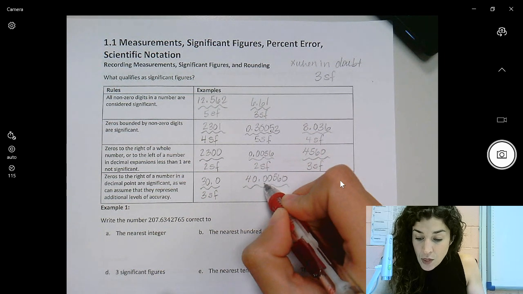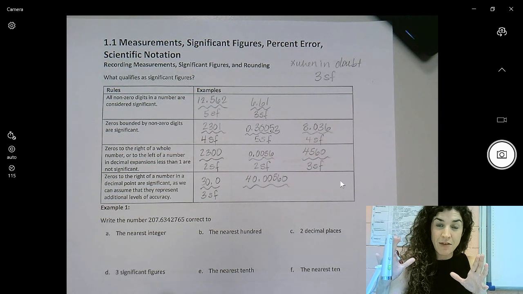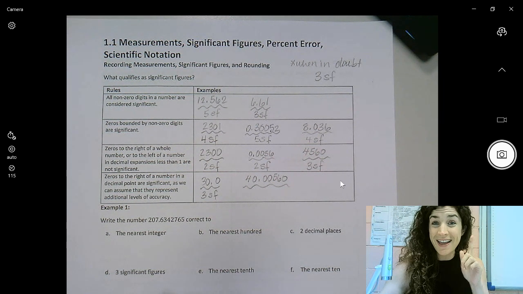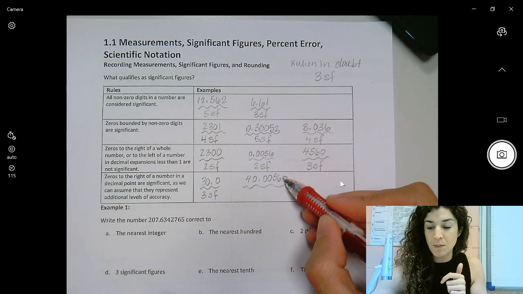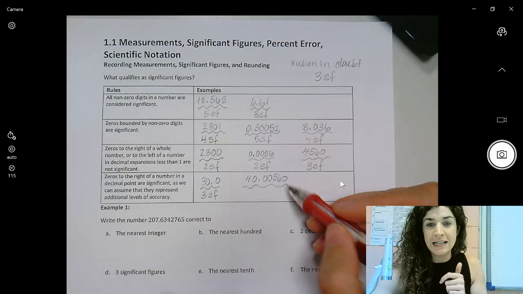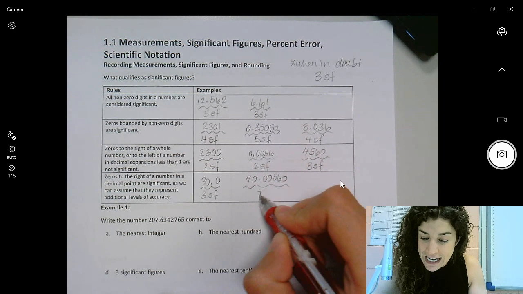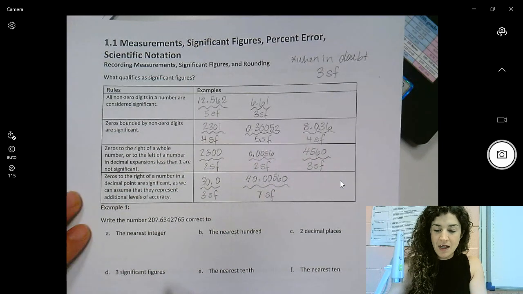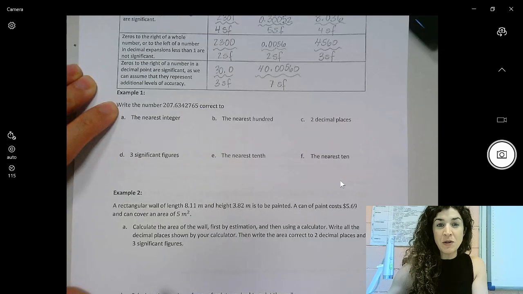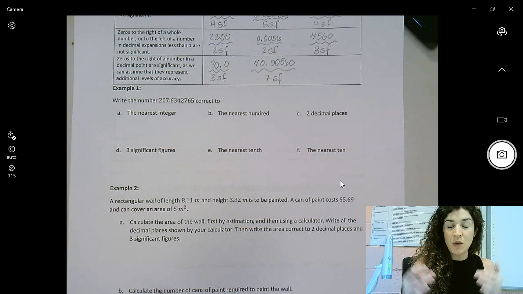40.00560. All three of these zeros count as significant figures because they're bounded on either side by non-zero digits, and this zero at the end also counts as a significant figure because it's after a decimal expansion. So that's 1, 2, 3, 4, 5, 6, 7 significant figures. Okay. We're going to take this number and we're going to round it or write it correct to all of these different ways that we could round.